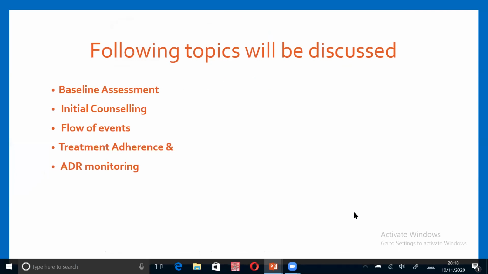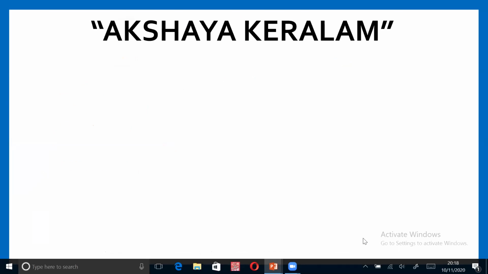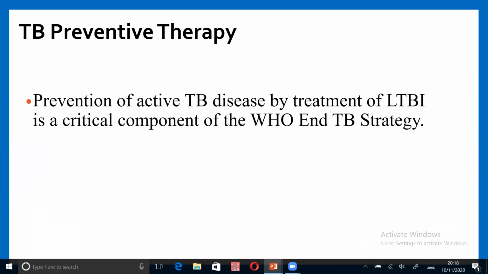So these are the topics which I'm going to cover: events which we do, treatment adherence, and how do you monitor for adverse events. As we all know, this is a logo that is promoted for making TB free from every district in Kerala. That is Assay, Kerala. TB preventive therapy, or the IPT, which we are going to have a new look at, is an active component of TB disease prevention as a component of the WHO End TB strategy.